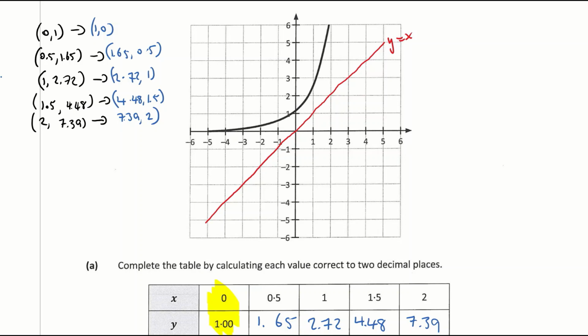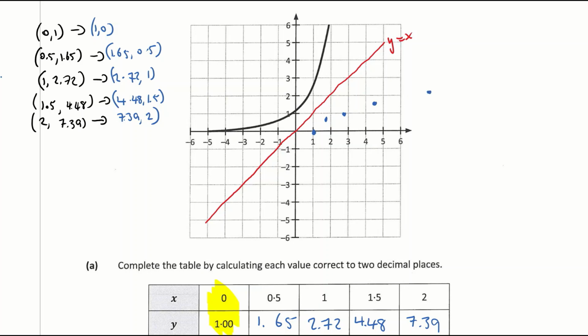So where would they go? 1, 0 would be here. 1.65, 0.5 would go roughly about there. 2.72, 1, again, these are just estimates. 4.48, roughly 4.5 up to 1.5 there. And the final one, which is out a little bit further, 7.39 up to 2. So we're going out about there really.